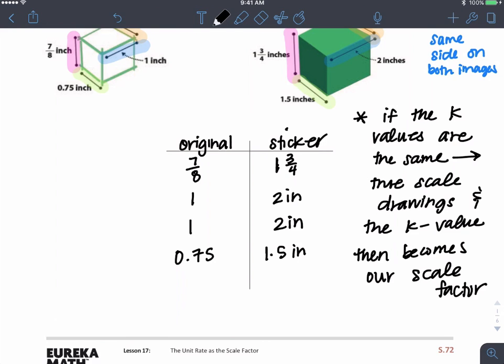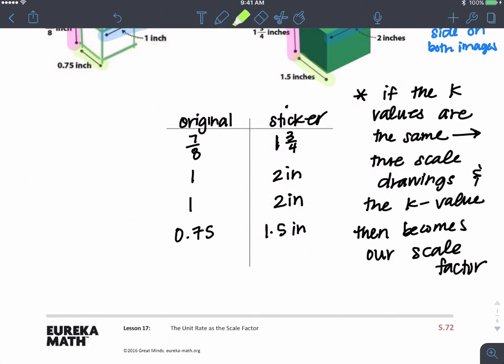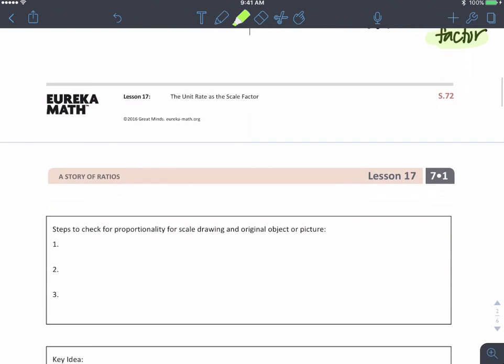Which means that we can use that to find our missing values like we did before. Say we were trying to find the length of another side and we knew it on the original column, we can multiply it by the k factor, by the scale factor, which is also the k value, to get what it would be on the sticker. I'm just going to highlight this so that you know that the k value, the unit rate, and the scale factor are all the same thing.